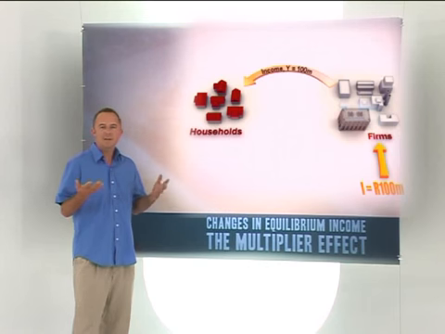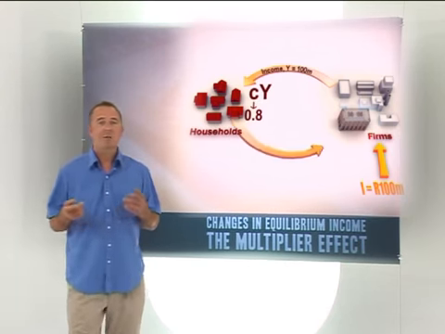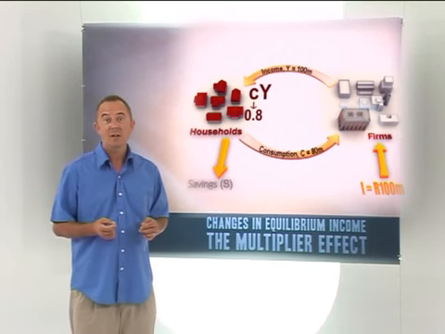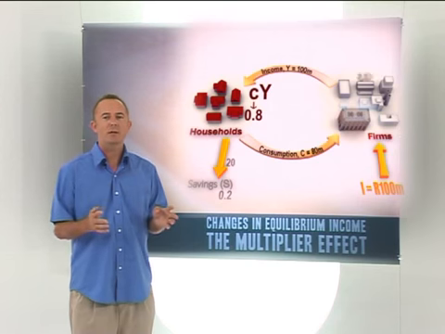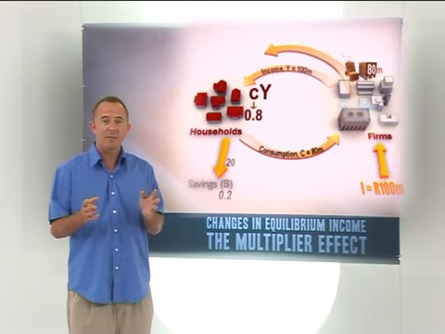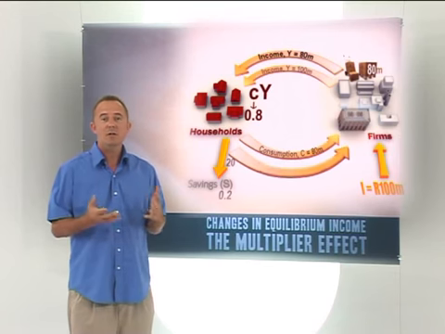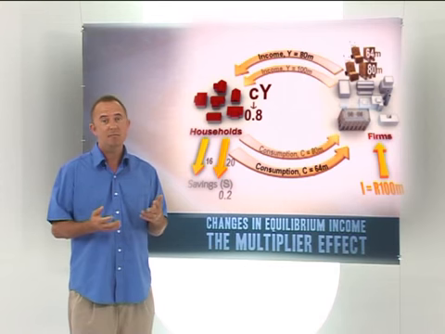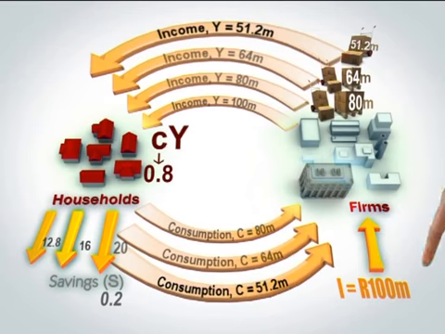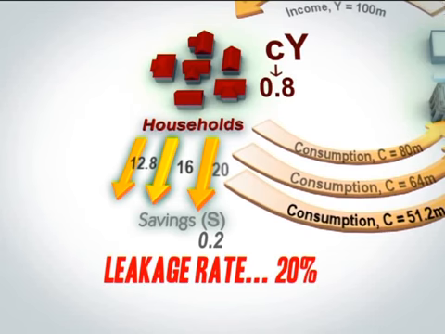So, does this multiplier effect continue indefinitely? The answer, unfortunately, is no. The reason is that the induced spending, that is, the changing consumption spending caused by an increase in income, is getting smaller and smaller with each cycle, because households only spend a portion of their increase in income. The rest, they save. This savings represents a leakage from our circular flow model, and the leakage rate is 20%.